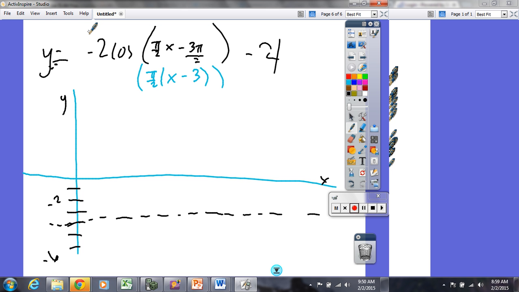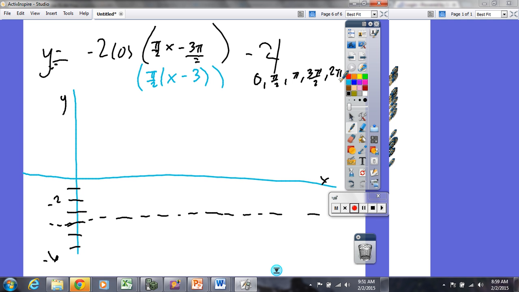Now, I go to my chart. What are the main 5 that we always start with for cosine? 0, pi halves, pi, 3 pi halves, and 2 pi. Now, some of you said you couldn't read my handwriting last time. Well, if you can't read the handwriting, listen to the conversation and do the math for yourself.